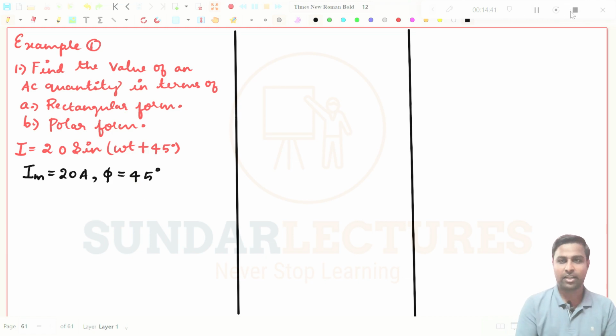Okay, fine. If you want to write it in the polar form, I'm just taking the polar form first. So the polar form.